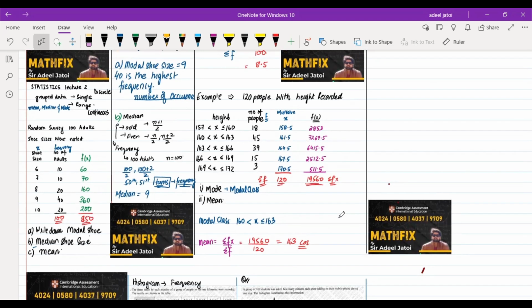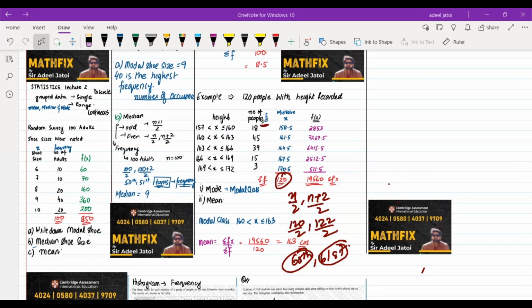Similarly, if you need to find the median, let's work it out in a quicker way. This is n upon 2 and n plus 2 upon 2: 120 upon 2 and 122 upon 2, so the 60th and 61st term. We need to find the 60th and 61st term through the frequency.